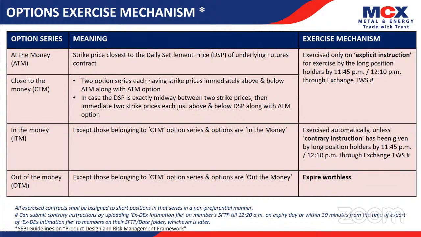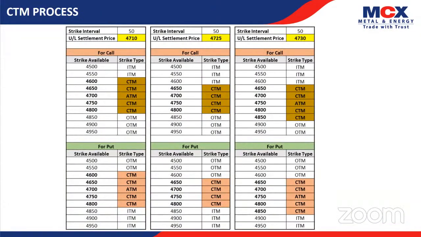Okay. So in the CTM band, if you would have seen carefully, we have five strikes. At any point in time, two strike prices would be in the money for call options and two out of the money for call options. And for put options, again, two prices will be in the money and two will be out of the money.